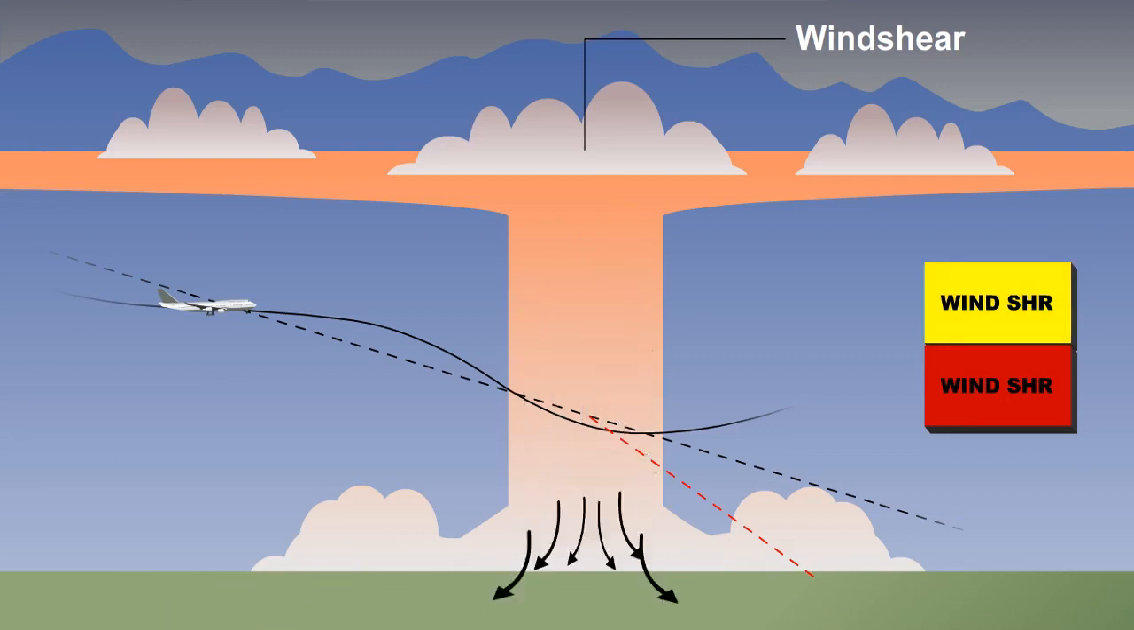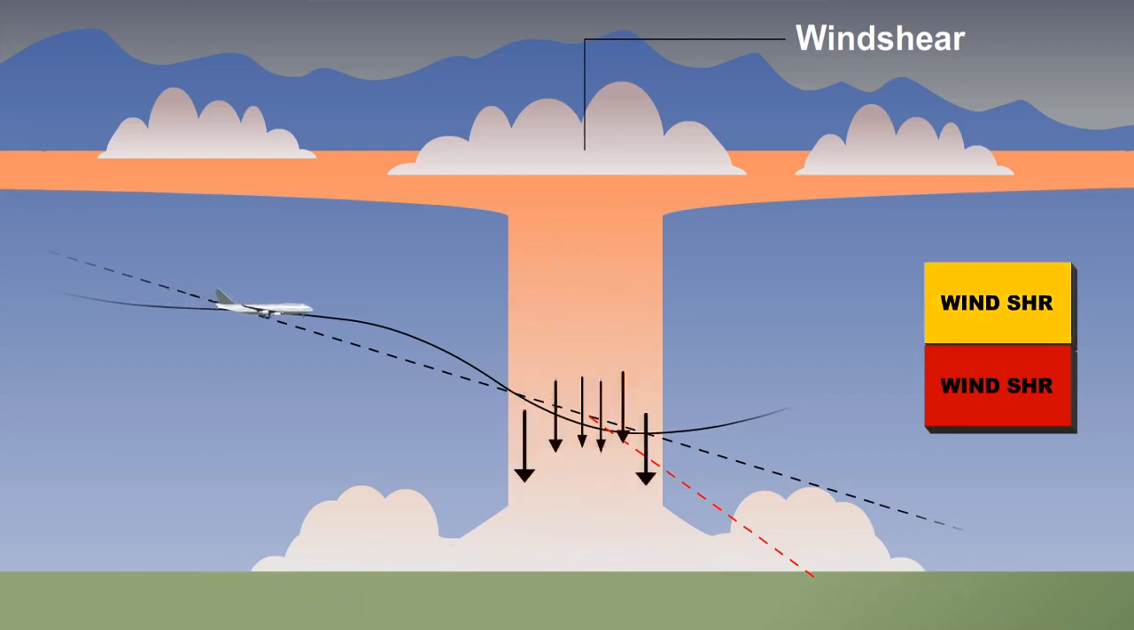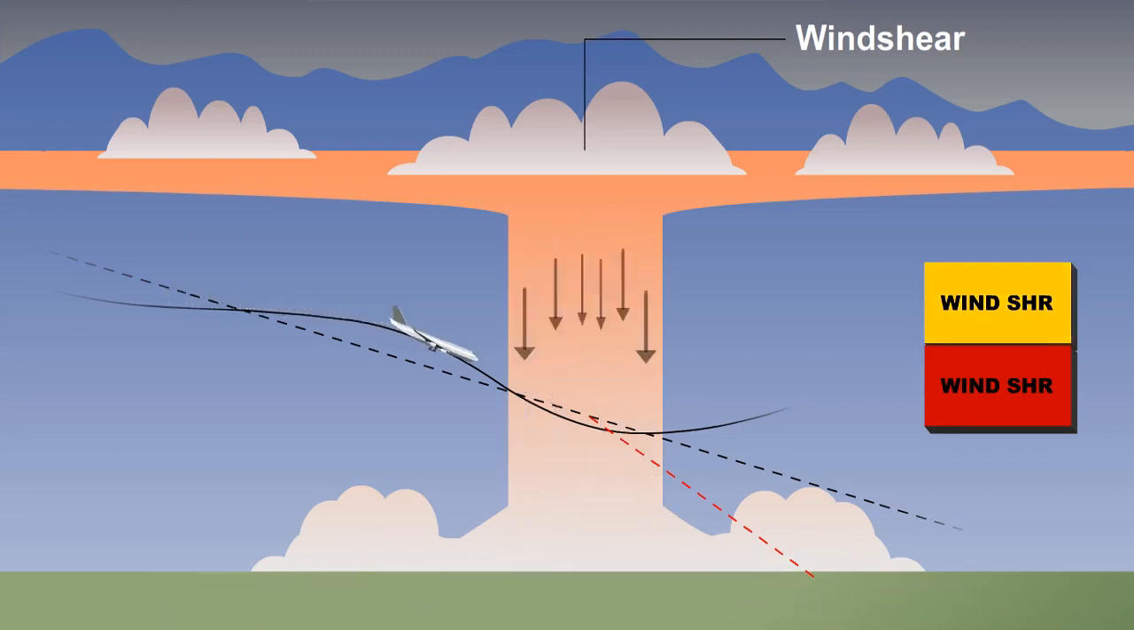Wind shear, wind shear, wind shear. If an aeroplane continues into the wind shear area, then visual and aural warnings are issued. The red wind shear warning illuminates, and wind shear, wind shear, wind shear is announced.